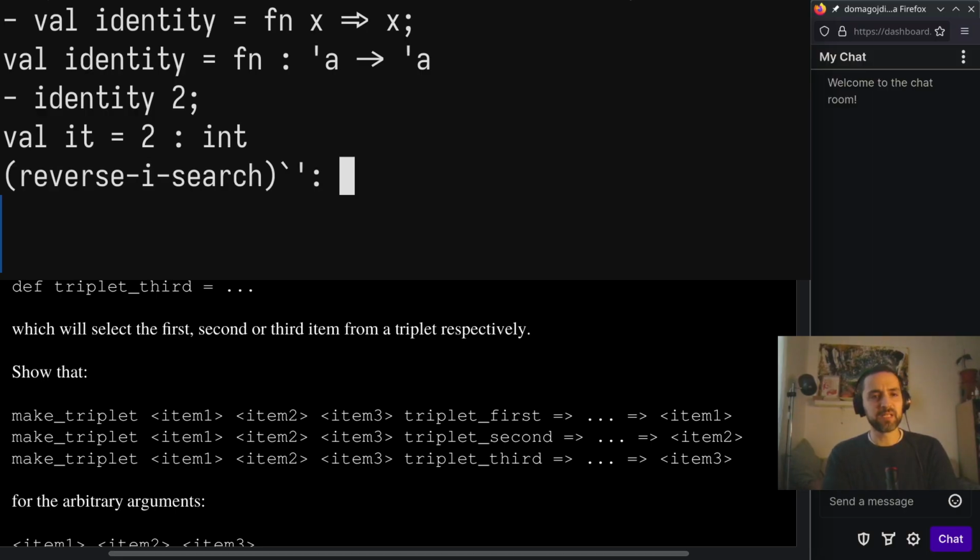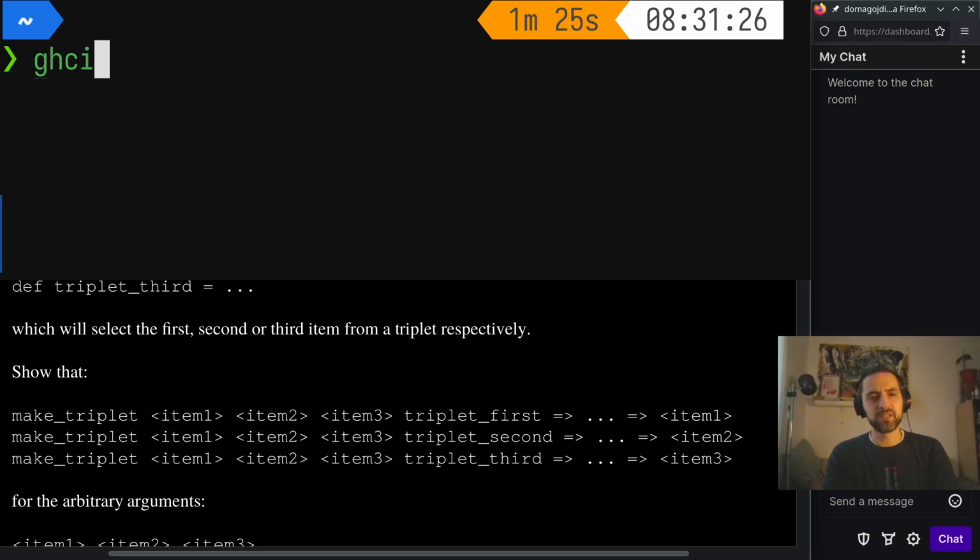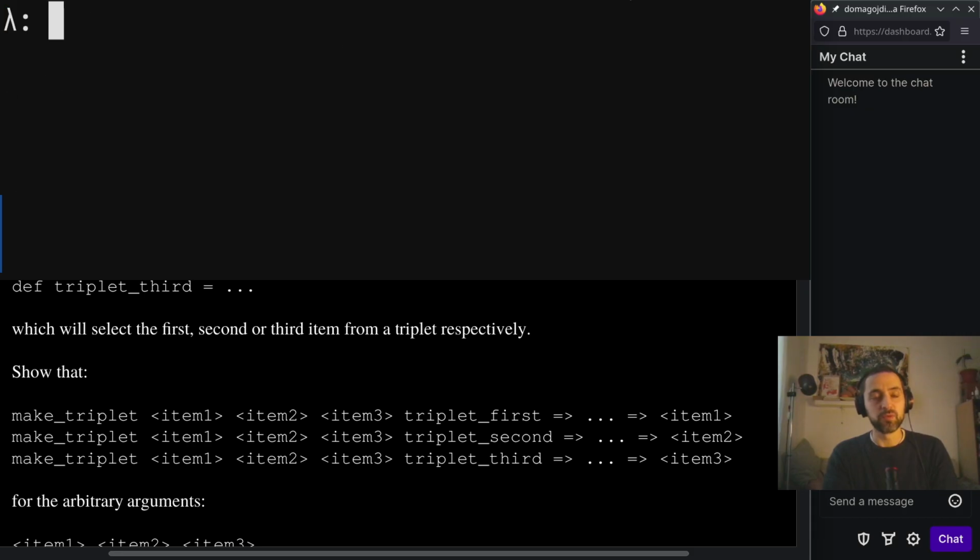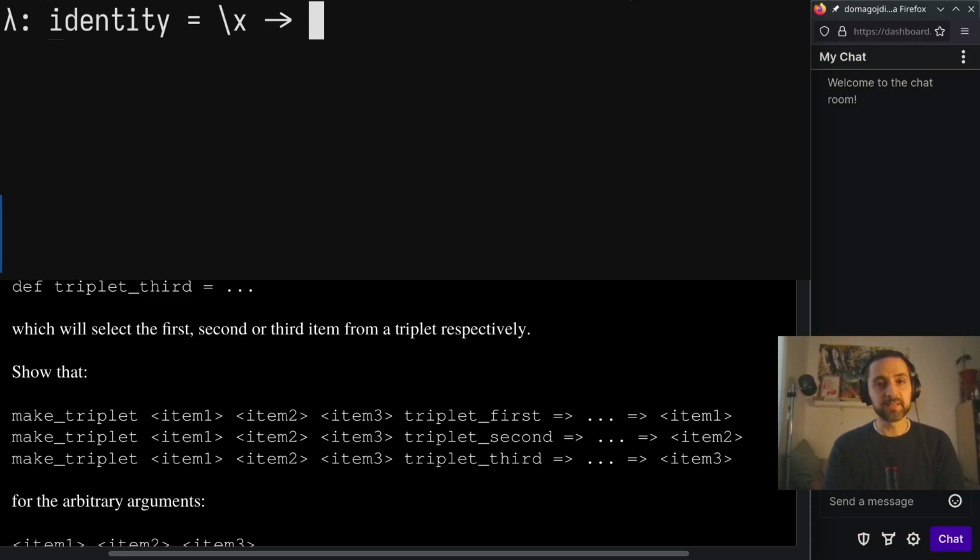And then the next thing I did was I tried GHCi, the Haskell interpreter, which is cool. But in Haskell, it's a bit different. At least we don't have to write val, as in value. And we don't have to write let. It used to be that you had to write let, but it's been not like that for a couple of years, I think for like 8 years. I don't know. Okay, identity is, and Haskell has this way. You actually write the lambda like this with a backslash, x, and then this nice arrow, x.